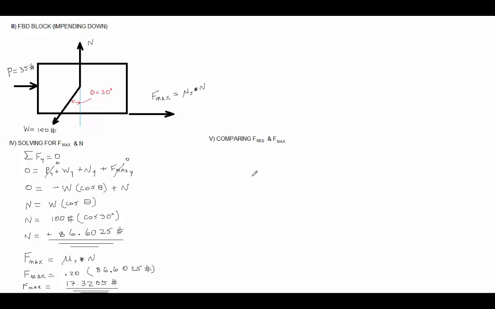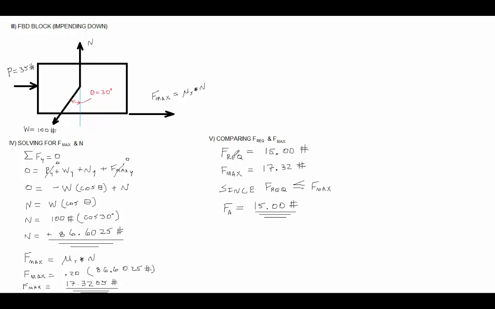Our last step is comparing the required frictional force and the maximum frictional force. We found that Frec is 15 pounds. Remember, Frec is the required force to hold the object at static equilibrium. We just solved for F max, and it is 17.32 pounds. Since the required frictional force is less than or equal to the maximum frictional force, we know that Fa, where I'm calling Fa the actual frictional force, is equal to 15 pounds, the required frictional force. Basically what we're saying is the maximum frictional force that could ever be developed by this situation is 17.32 pounds.